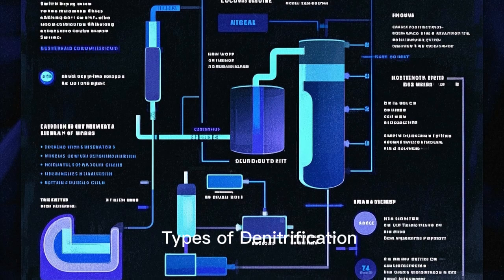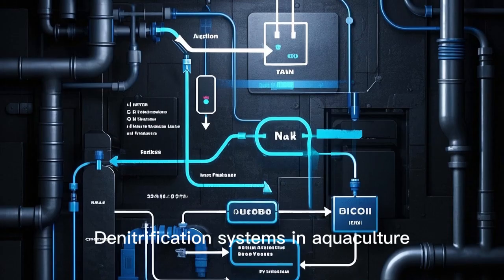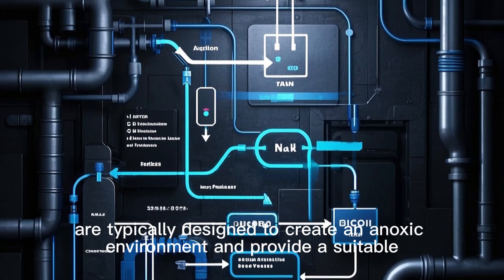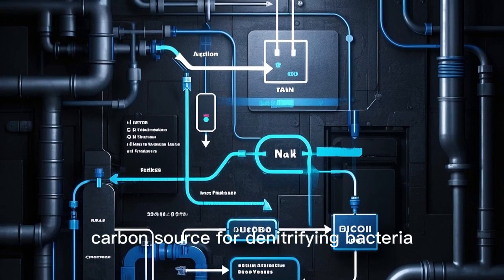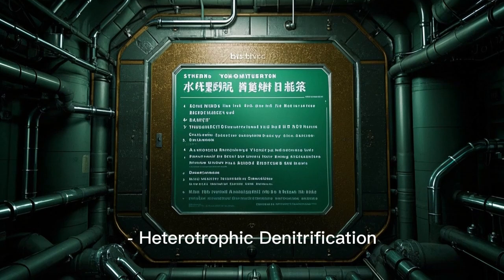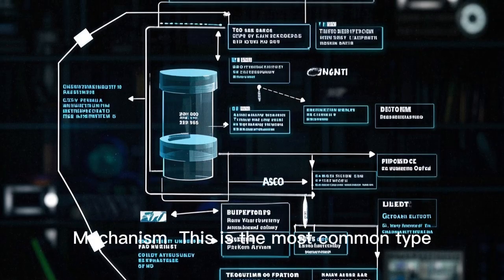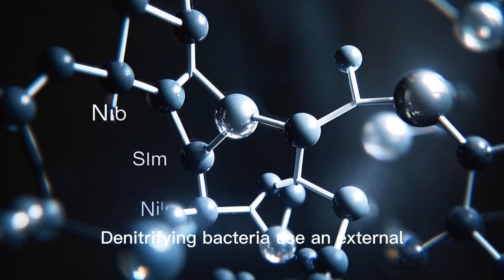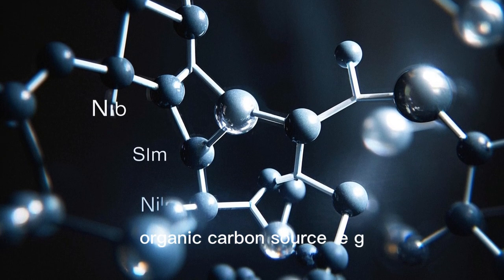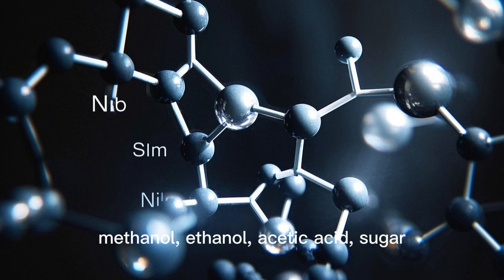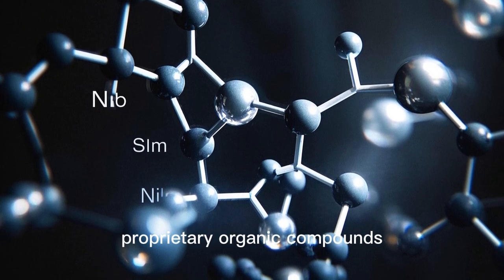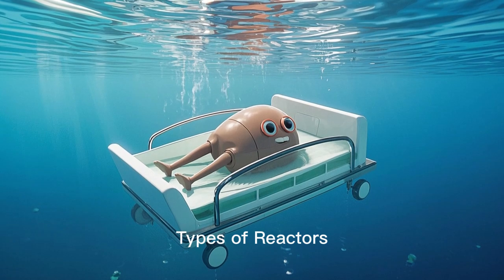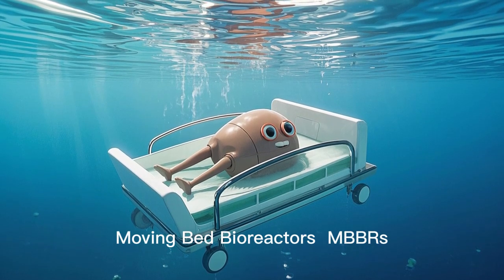Types of denitrification systems in aquaculture. Denitrification systems in aquaculture are typically designed to create an anoxic environment and provide a suitable carbon source for denitrifying bacteria. Heterotrophic denitrification. Mechanism: this is the most common type. Denitrifying bacteria use an external organic carbon source, e.g., methanol, ethanol, acetic acid, sugar, or proprietary organic compounds, as an electron donor. Types of reactors: moving bed bioreactors, MBBRs.